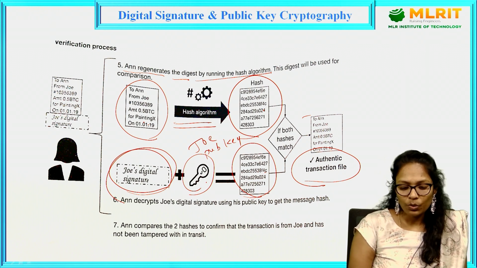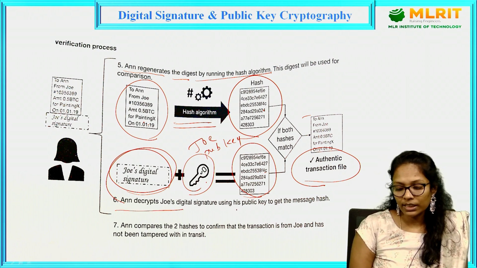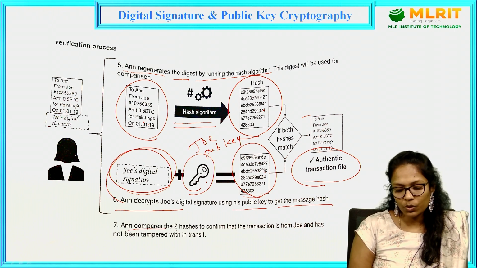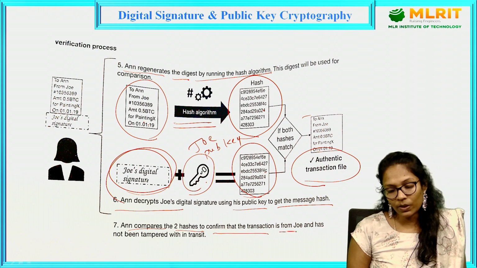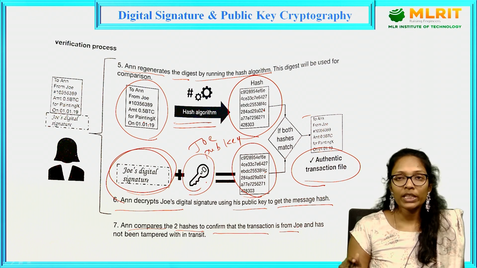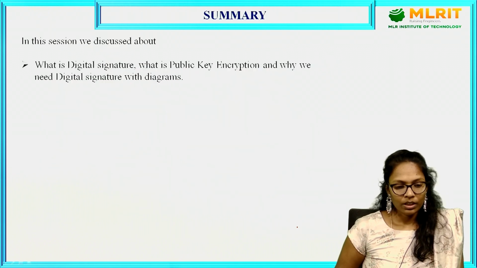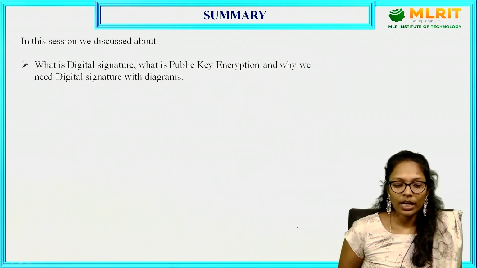right? So Anne decrypts Joe's digital signature using his public key to get the hash. And she compares the 2 hashes to confirm whether the transaction is from Joe or not. So in this way, the verification process will be done by the receiver. So that is about digital signature and public key encryption.